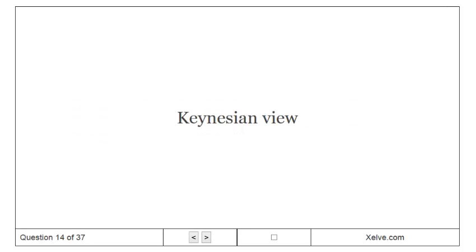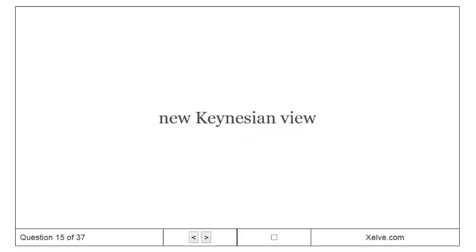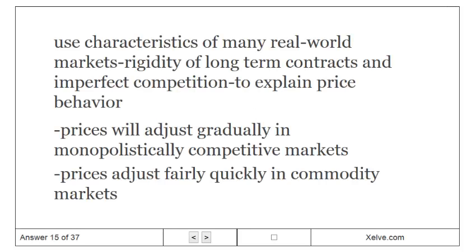Keynesian view: prices are sticky in the short run and don't reflect changes in AD. New Keynesian view: use characteristics of many real-world markets, such as rigidity of long-term contracts and imperfect competition, to explain price behavior. Prices will adjust gradually in monopolistically competitive markets. Prices adjust fairly quickly in commodity markets.